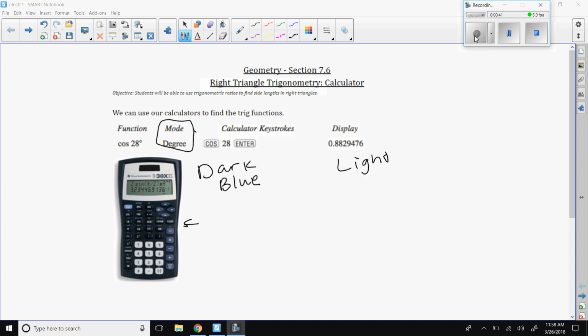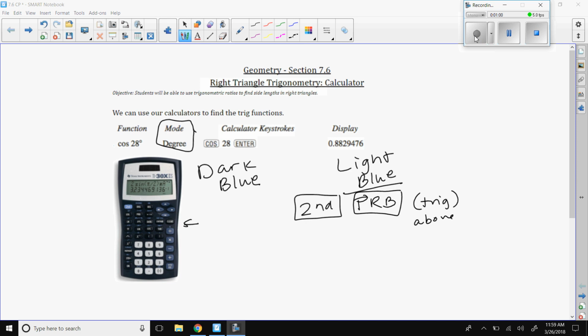If you have one of the light blue ones, it's going to be second up at the top, and then you're going to hit the probability button. It really says trig above, and then you're going to scroll to the right with the arrows to get to the one that you need. The first one that you'll see is sine and sine inverse like this. If you scroll over, you'll get cosine, cosine inverse.